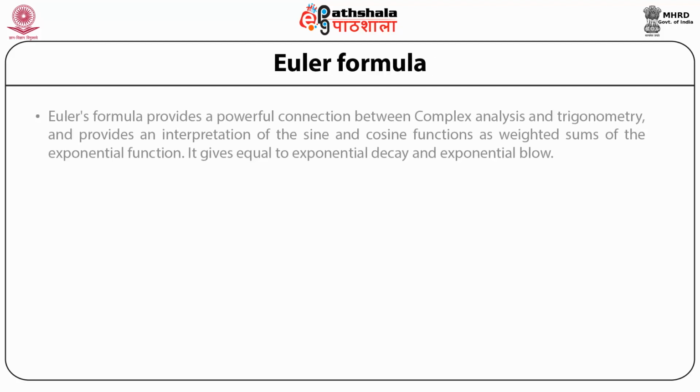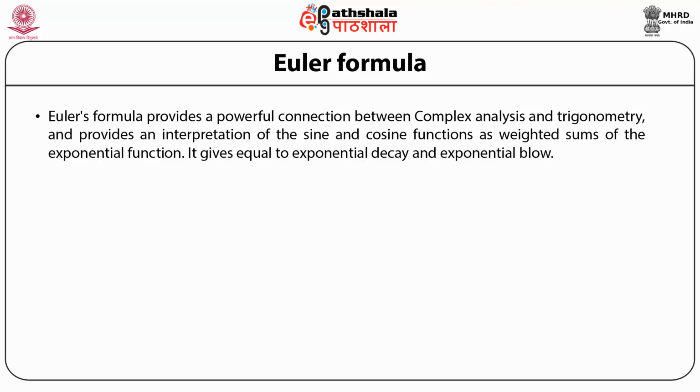Euler's formula. Euler's formula provides a powerful connection between complex analysis and trigonometry, and it provides an interpretation of the sine and cosine functions as weighted sums. It gives both exponential decay and exponential blow-up. Sine A can be written as e to the power of iA minus e to the power of minus iA divided by 2i, and cos A can be written as e to the power of iA plus e to the power of minus iA divided by 2.